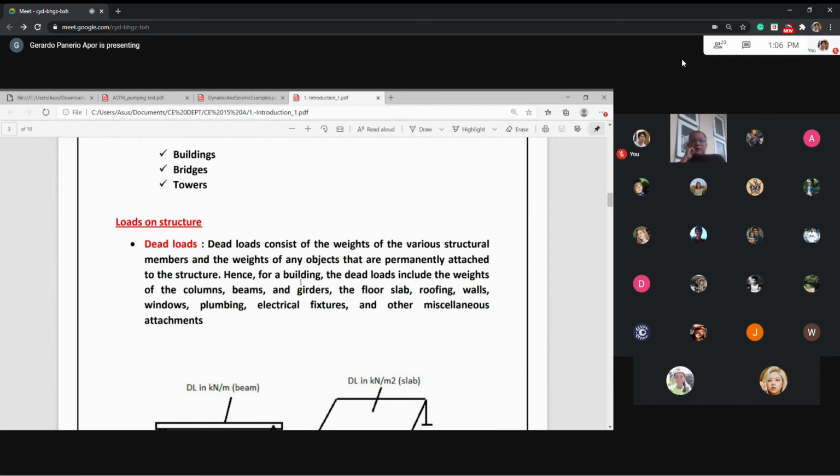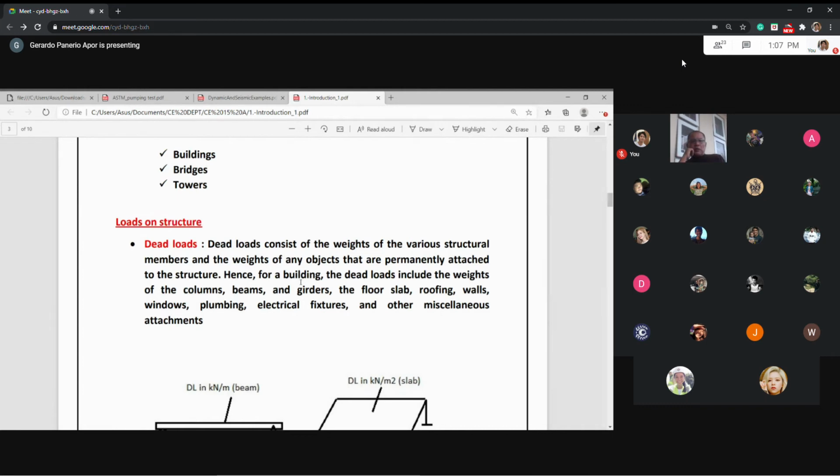Structural members, so that includes the beam, column, and slab. Before, I told you that when you compute the weight of the building, you account for each one. If there are 200 columns, there are 200 columns in your computer. If there are 300 beams, there are 300 beams in your computer, and you add them all up. That gives you the weight of the beams and columns.